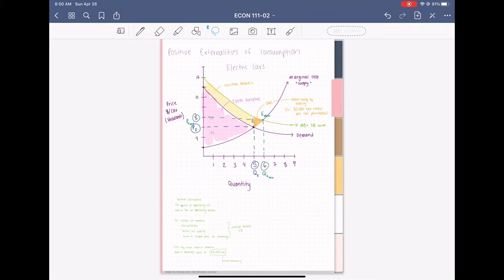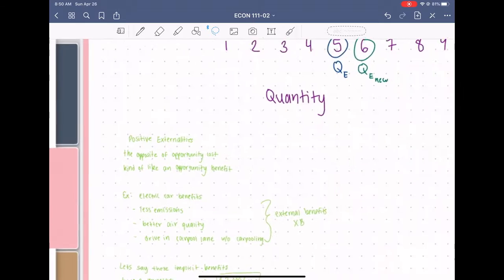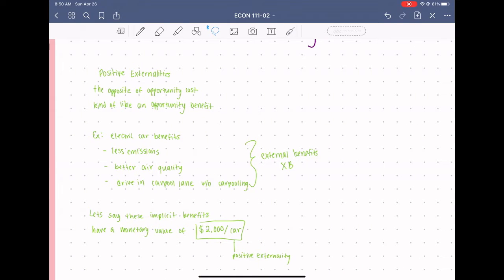Now, we're talking about electric cars in this example. So some of the benefits of electric cars, right? So you have less emissions, better air quality, you can drive in the carpool lane without carpooling. These are kind of implicit benefits that come on top of buying an electric car. So let's say that these sort of implicit external benefits have a monetary value of about $2,000 per car. So that would be the positive externality.